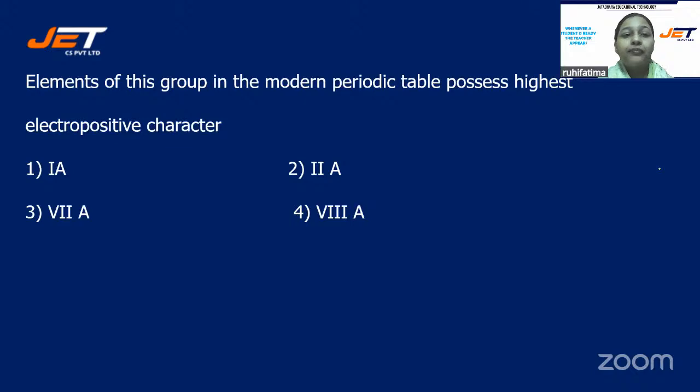Next question. Elements of this group in the modern periodic table possess the highest electropositive character. Your options are number 1, first A group, option number 2, second A group, option number 3, seventh A group, or option number 4, eighth A group?